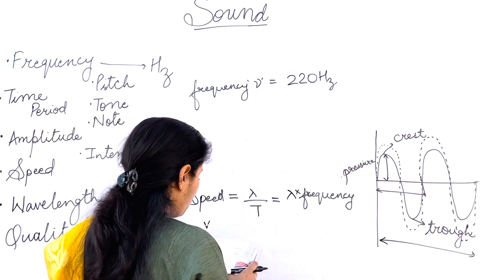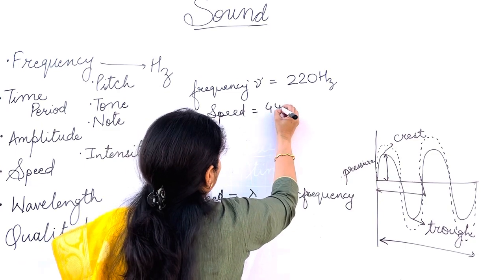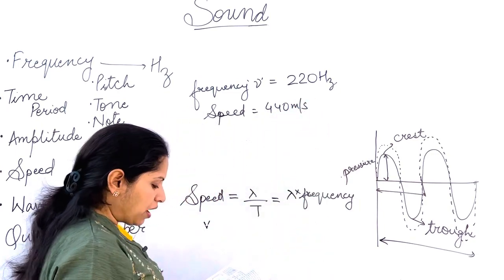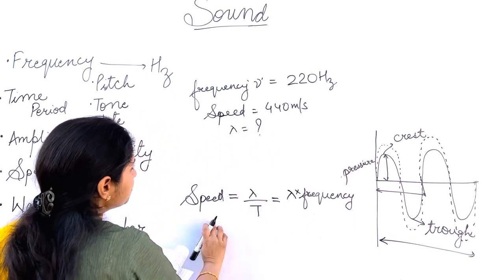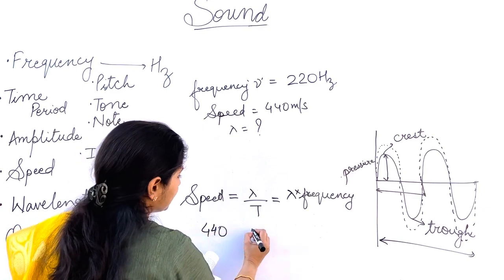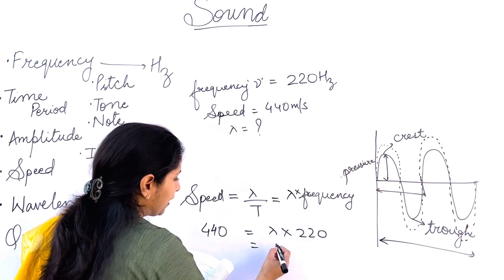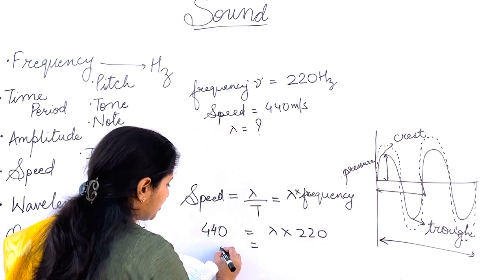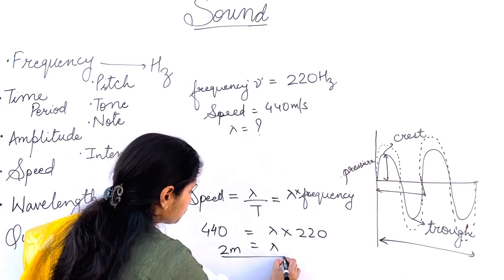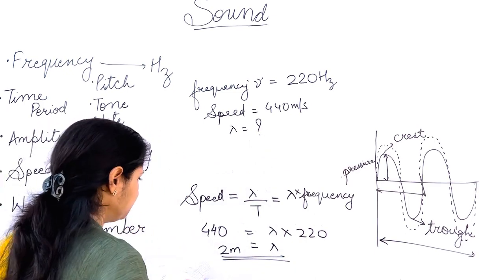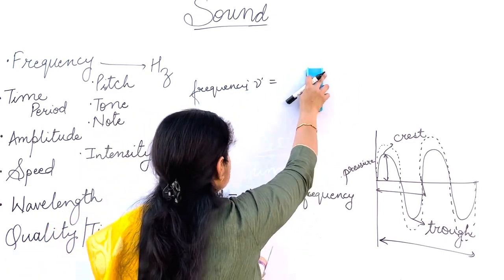and the speed is 440 meter per second. You have to calculate the wavelength. It's very easy. Just putting the values in the formula, speed 440 equals wavelength, which you have to find out, times frequency, 220 Hz. So wavelength is equal to 440 divided by 220, and that will make it 2 meters. The wavelength will come out to be 2 meters. Very simple question, no? Now let the formula be here only. Let's do the next question.